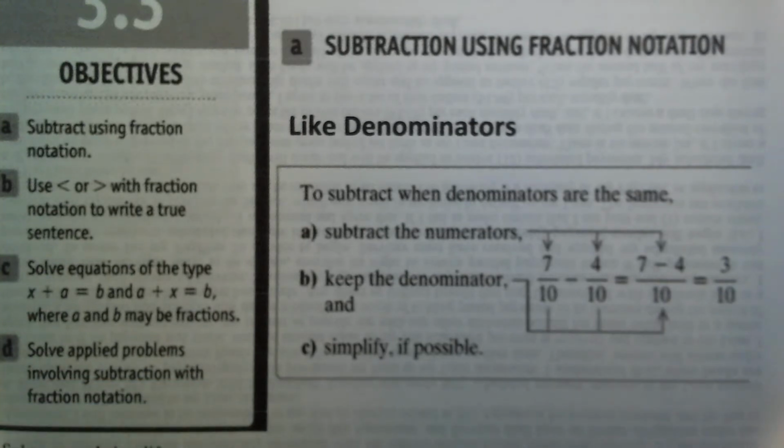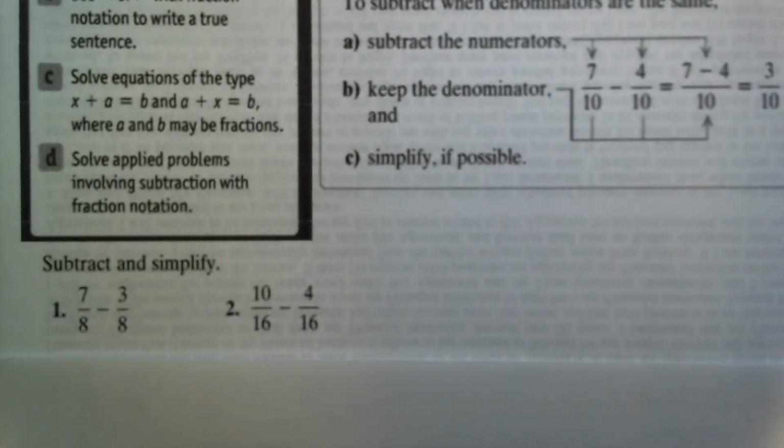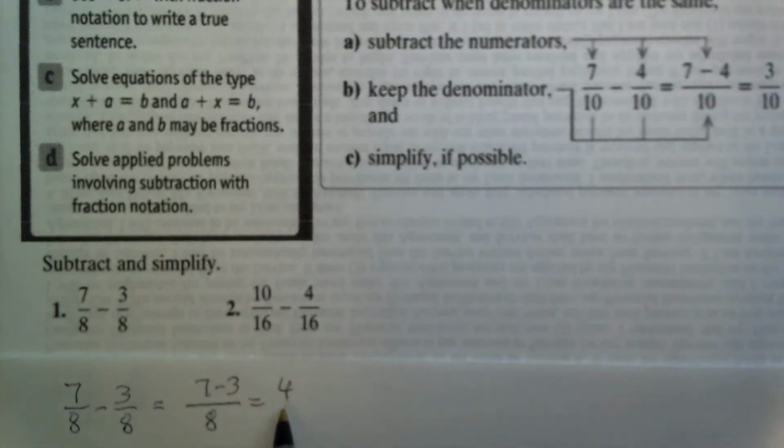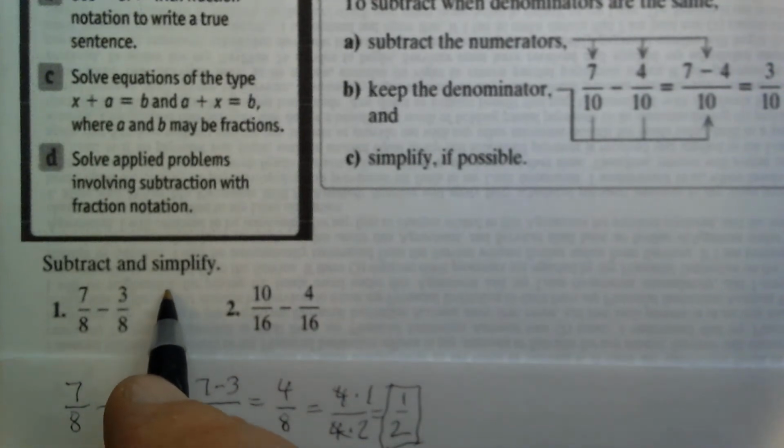So when we look at some simple examples, for instance, number 1, 7/8 minus 3/8. So we leave the denominator as is, and in the numerator we have 7 minus 3, and 7 minus 3 is 4, so we have 4/8, so 4 divided by 8. Of course, we can write it as 4 times 1 divided by 4 times 2, and that simplifies to 1/2. So that's the correct answer for number 1, 1/2.